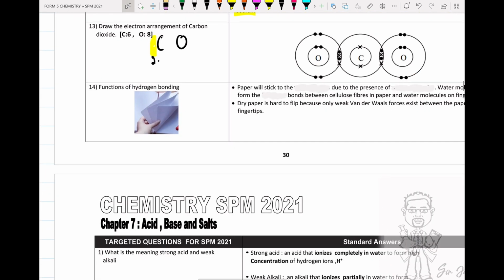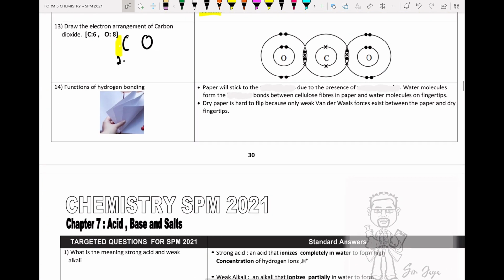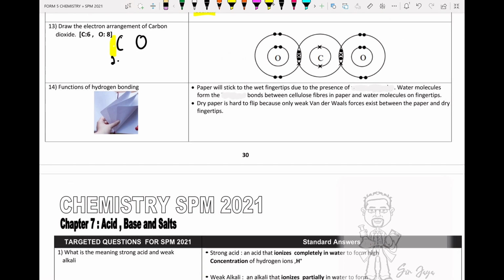All right, so next one, what is the function of hydrogen bonding? The paper can stick to a wet finger due to the presence of water molecules. Water molecules form what bonding? Hydrogen bonding between the cellulose in paper and the water molecules on the fingertips. Dry paper is hard to flip because only weaker van der Waals force exists between the paper and the dry finger.